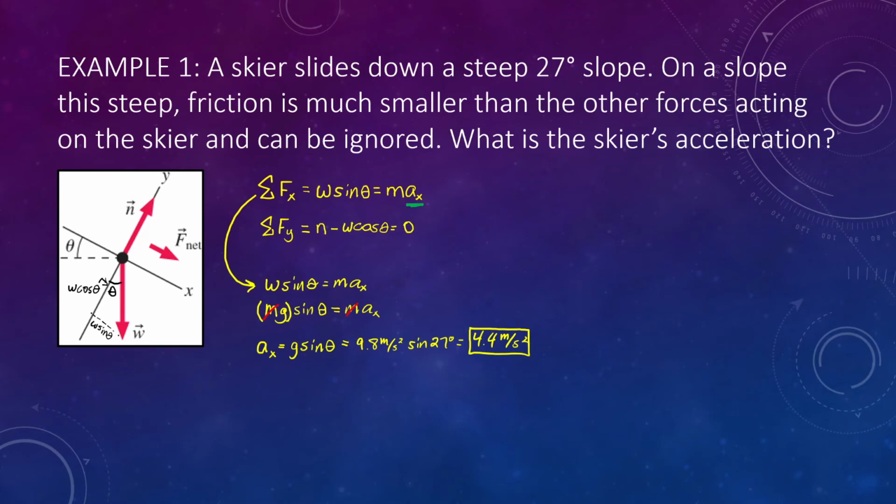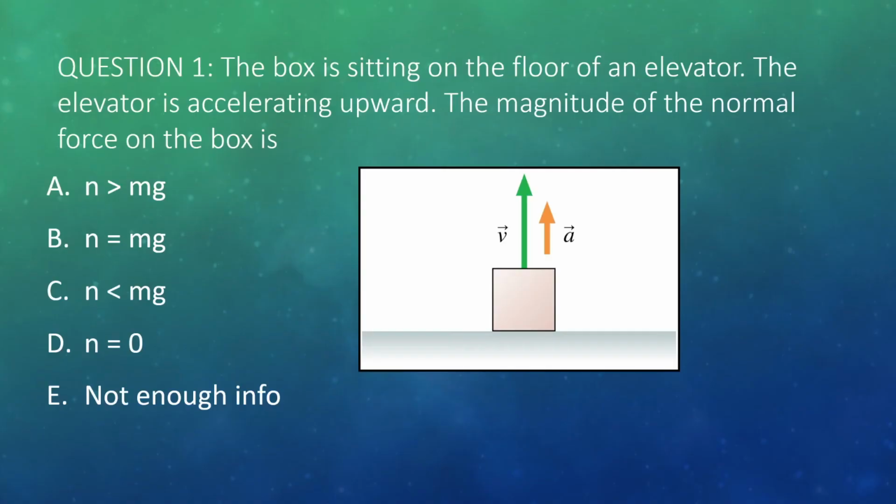So, again, let's conclude with a few questions. Question number 1. The box that you see is sitting on the floor of an elevator. The elevator is accelerating upward. What is the magnitude of the normal force on the box?